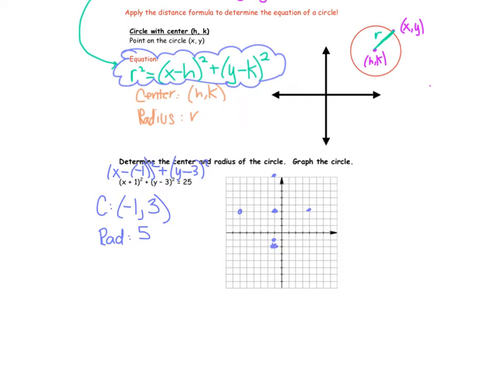Now when I draw this, I do not want to draw it like this, because that does not look like a circle. If you're doing this on Notability, they have the ability to make the circle nice for you, but if not, you just want to make it nice rounded edges. Don't make it look like a diamond or a rhombus or a square.